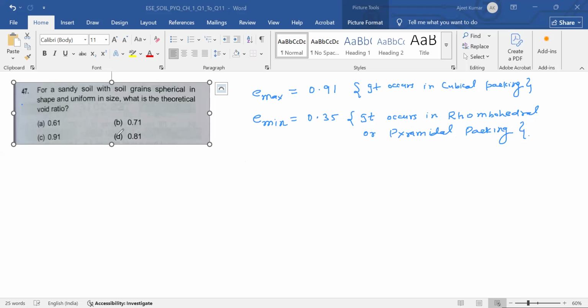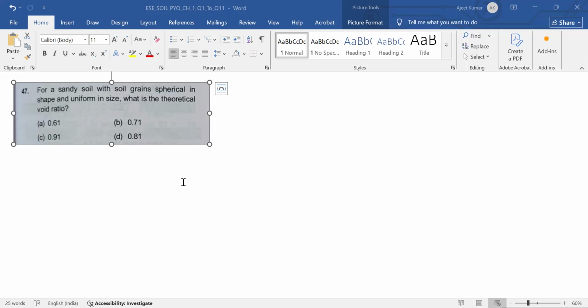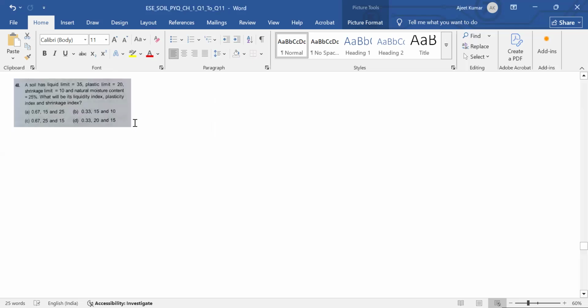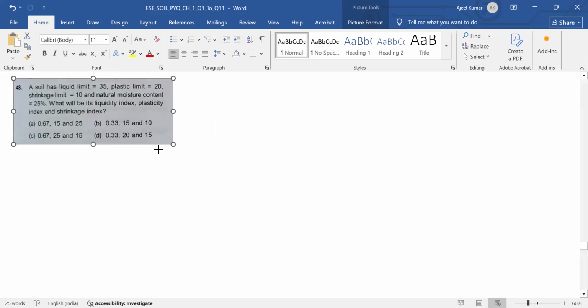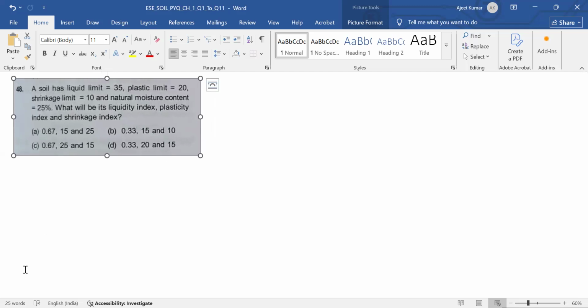Okay, so the answer of this question will be 0.91. Okay, so spherical in shape and uniform in size, what is the theoretical void ratio? It is 0.91. Okay, this is question number 47. Now question number 48.